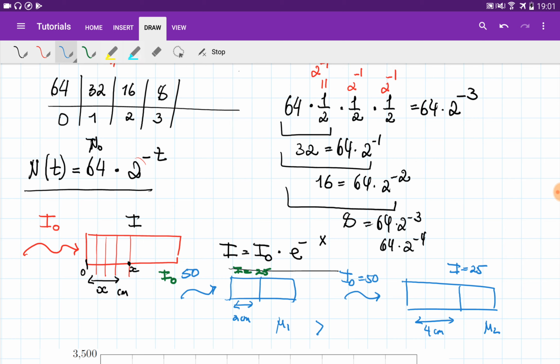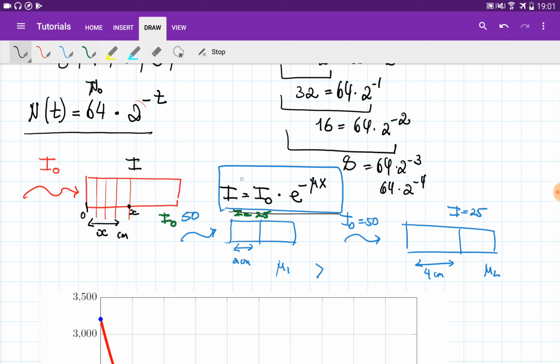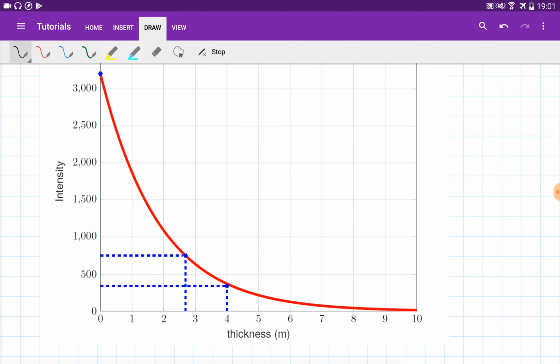So in order to complete this formula, I just need to put the mu here. Now this formula is complete. It tells us the intensity of an X-ray beam or gamma ray beam which is passing through the material at thickness level X with the material parameter mu. This material absorption parameter mu is also called the attenuation coefficient.